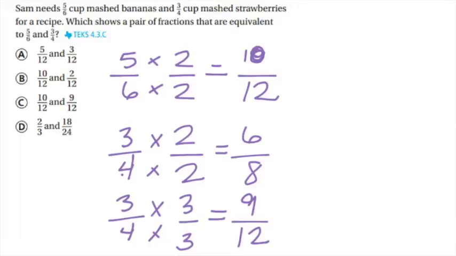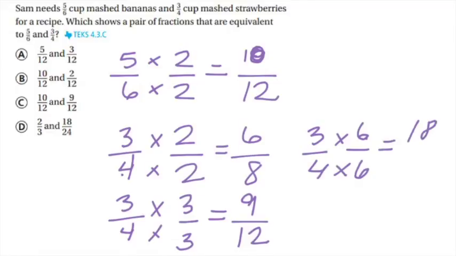Okay, and I see a denominator of 24, so let's just multiply one more. We'll multiply 3/4 times, 4 times what equals 24? Oh, 6 over 6. Okay, so 3 times 6 would be 18. 4 times 6 would be 24. All right, we have several equivalent fractions for 3/4, and we just found one for 5/6, which is 10/12.